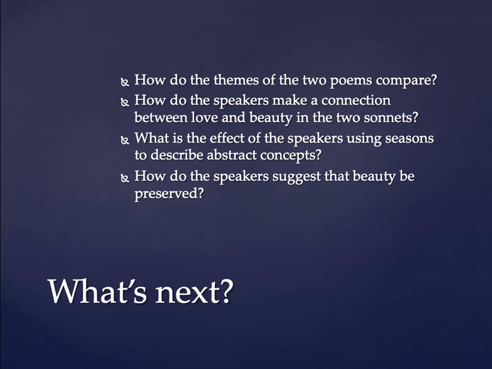And then finally, how do the speakers suggest that beauty be preserved? At the end of both of the sonnets, he talks about what's going to keep these beautiful things alive even after they're really gone. How? Why? What is going to keep them alive? What is going to keep them in existence even once they're gone? Sonnet 18 comes out and says it a little bit more clearly, but both of the sonnets say how the beautiful topic of these poems is going to persist.